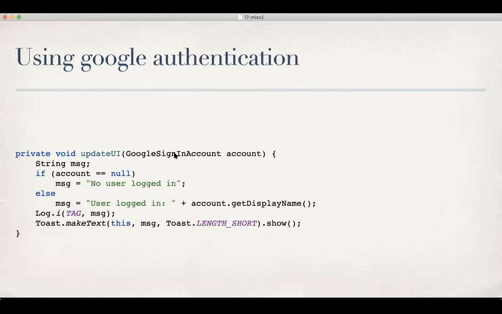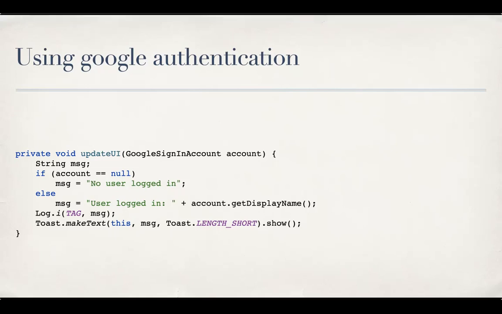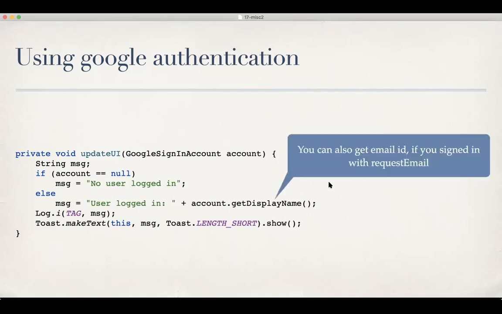Okay, so in update UI, for now we are simply creating a toast where the message, if it's null, is no user is logged in. Otherwise, it says this user is logged in and gives its display name. Okay, so just like account dot get display name, you could do account dot get email, etc. If we did not request the email when we built the GSO, it will return a null. So be careful with it, so you don't run into null pointer exceptions. So yeah, this is the code we have.